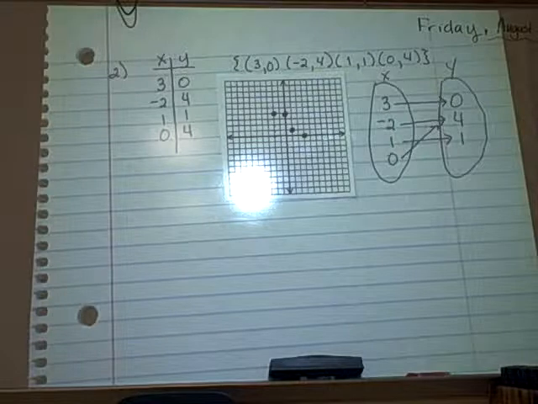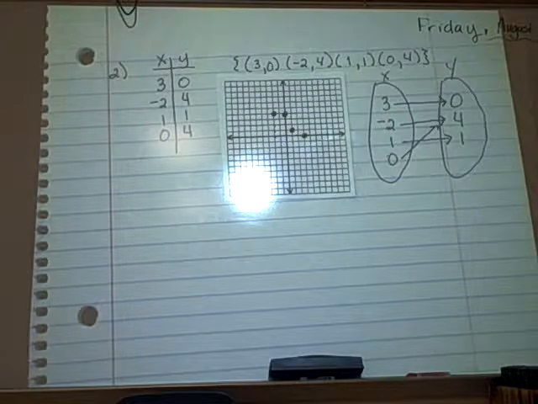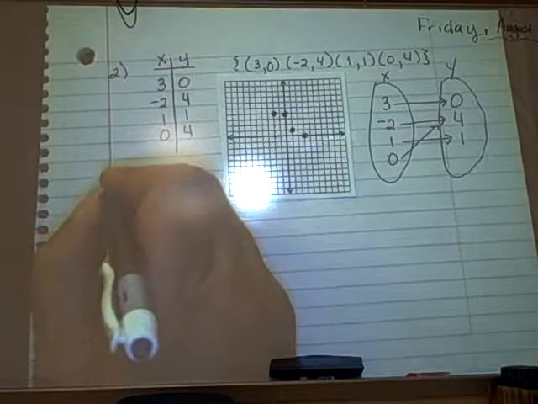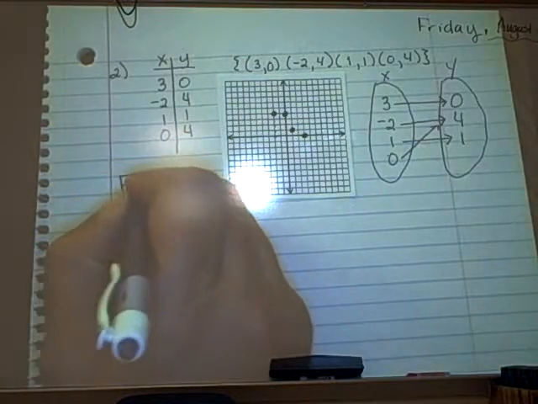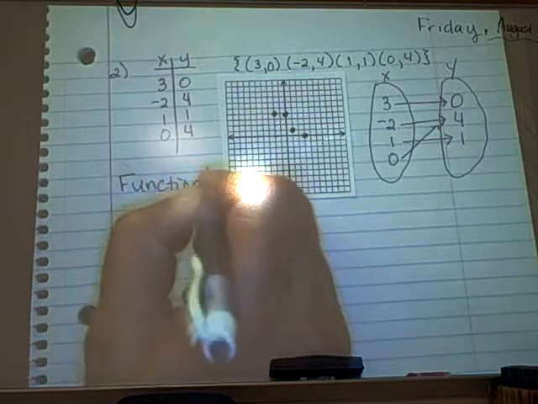Because the x doesn't have the same number. The x doesn't have the same number, what's the other way you can figure it out? The lines. The lines. So if I draw straight lines, is it going to hit more than one point? No, so yes, this is a function. Good job.